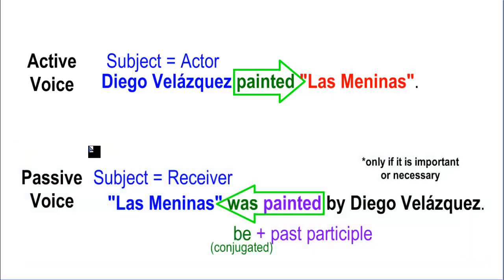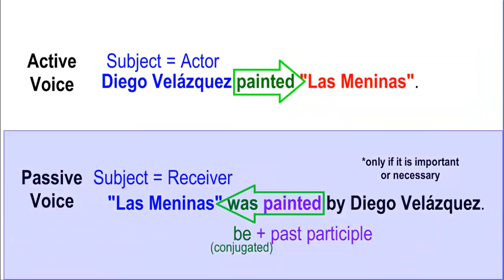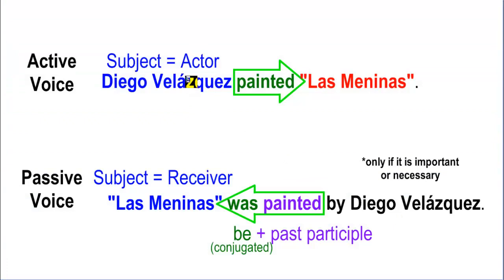A lot of the times the receiver of the action is more important than the performer. Or maybe you are talking about this. In my composition about the Mona Lisa, I am going to mention the Mona Lisa a lot. So it is important to mention the Mona Lisa. In my composition of Diego Velázquez, I will probably use Diego Velázquez more of the times, not Las Meninas too many times. But still, both can happen. Active voice and passive voice. And the differences are mostly stylistic.